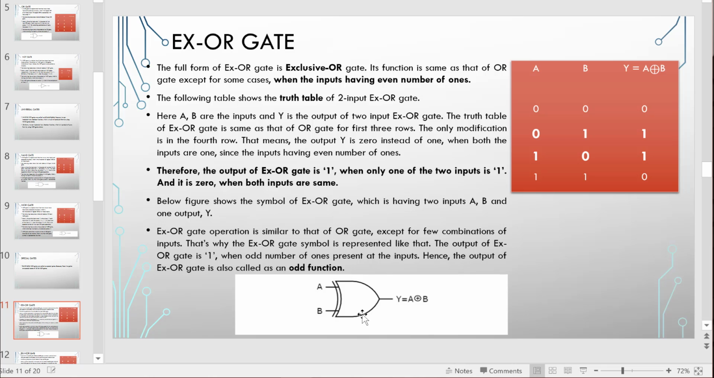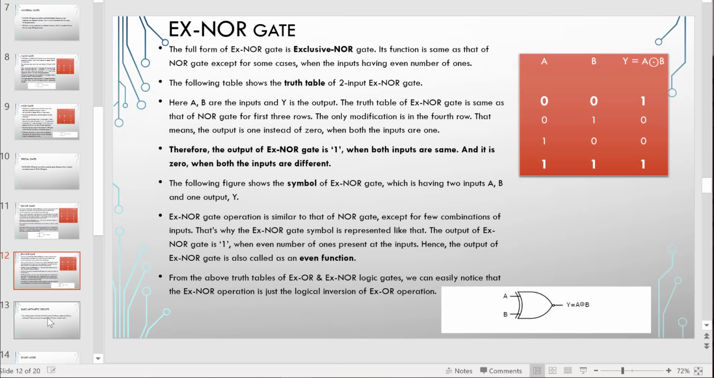So we can say that it is the special case of the OR gate, and as such, its expression is represented by a plus with a circle sign. When you see the plus with a circle sign, it should immediately come to your mind that it is the exclusive OR gate, right? Now we will discuss what the exclusive NOR gate is.